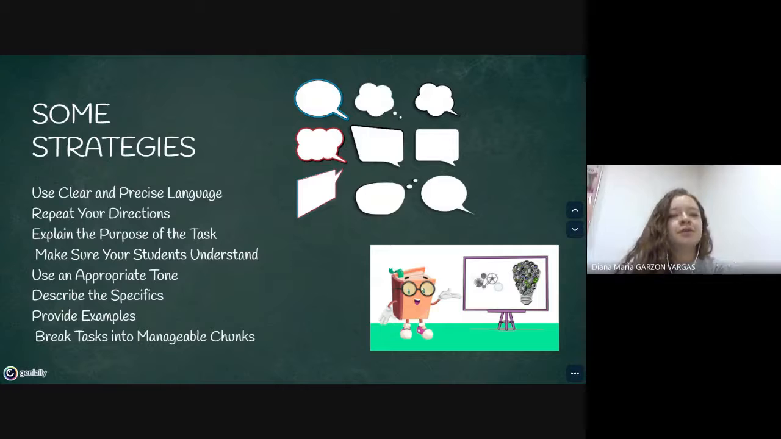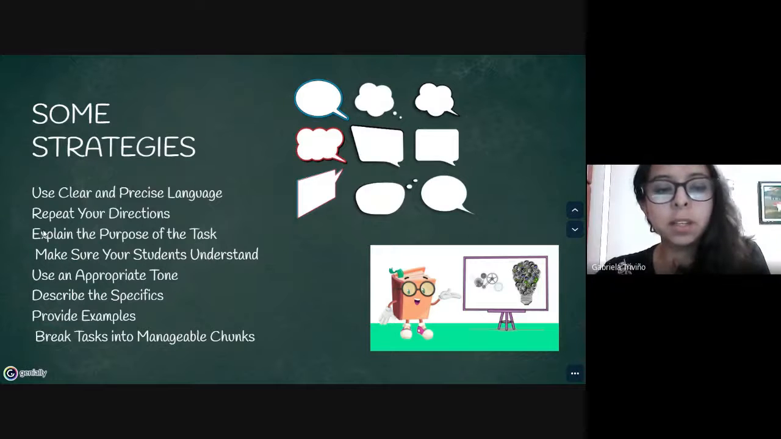About number four, make sure your students understand. After giving them the directions or the instructions, we have to ask our students to repeat or rephrase what we said, and maybe ask them specific questions about the requirements, and clarify any confusing points that can arise during the session or during the class.